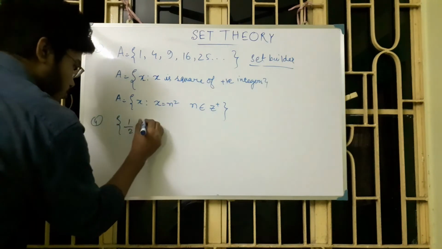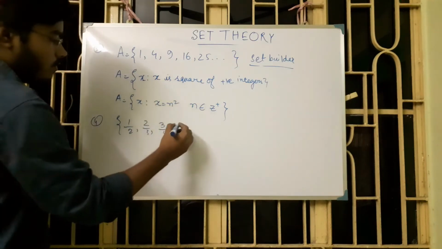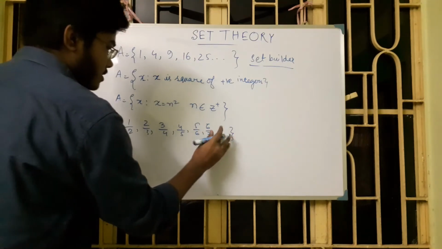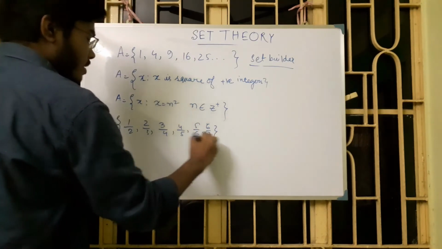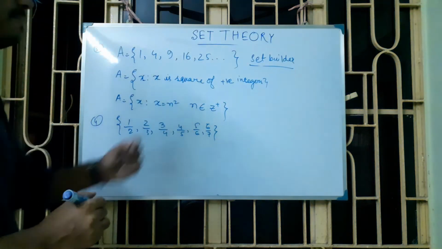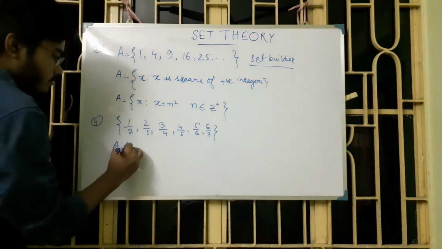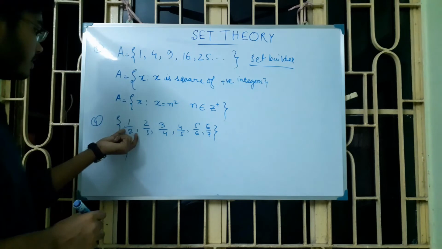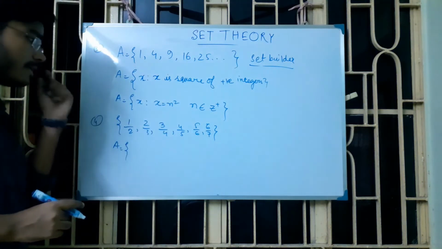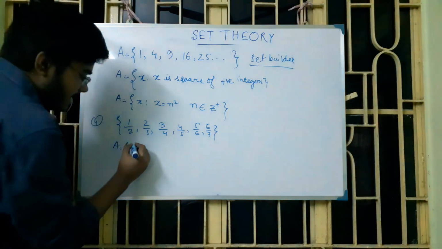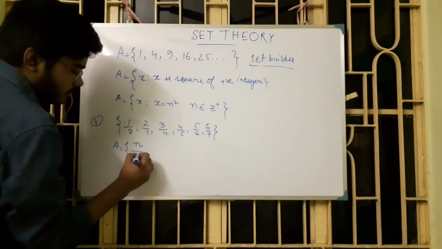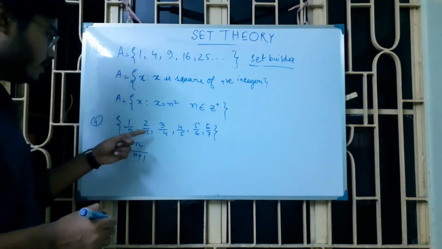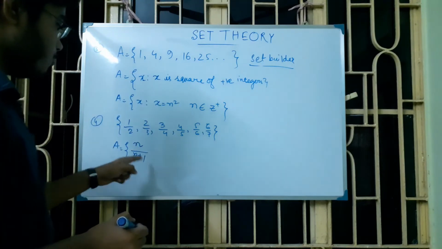1 upon 2, 2 upon 3, 3 upon 4, 4 upon 5, 5 upon 6, 6 upon 7, like this, or let's say up to this. So how can we represent this in the set builder form? Look, the denominator is one step ahead of the numerator. That means if this is n, this is n plus 1. If n equal to 1, then n plus 1 is 2. If n equal to 2, then 2 upon 2 plus 1, 3.